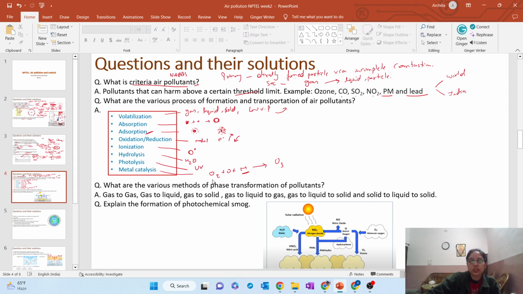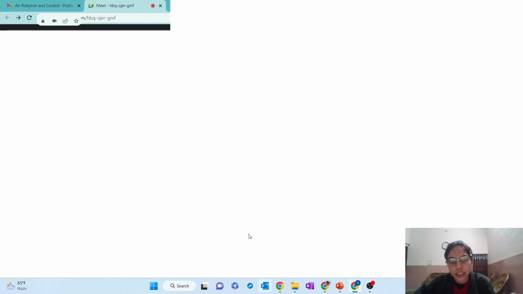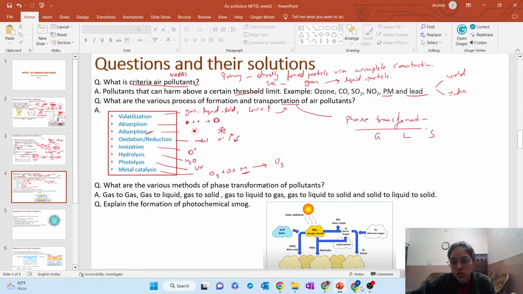Now these transformation methods that we discussed are different ways a phase can be transformed. We know there are three major phases in chemistry: gas, liquid, and solid. A particle can be released in the form of gas, or in the form of solid or liquid. Now they can interconvert among themselves to form different types of particles.